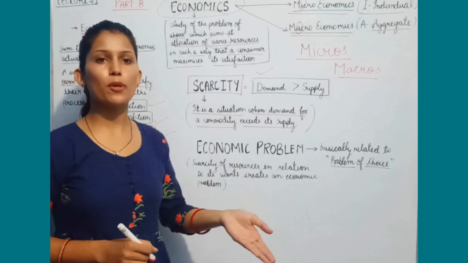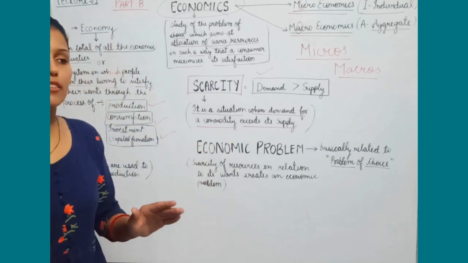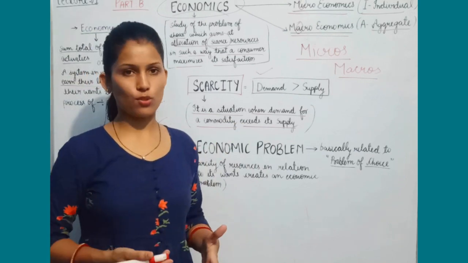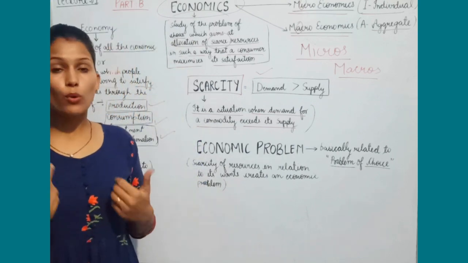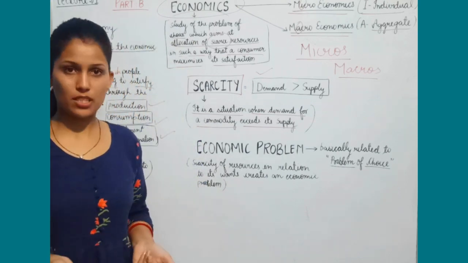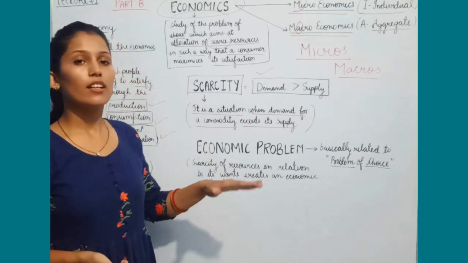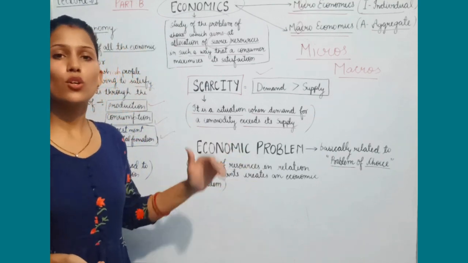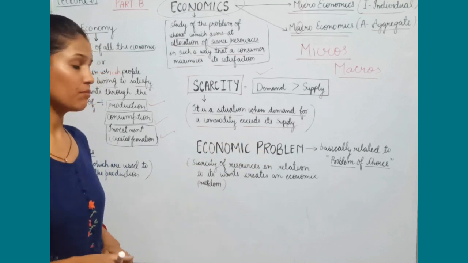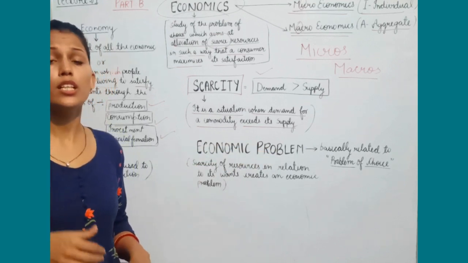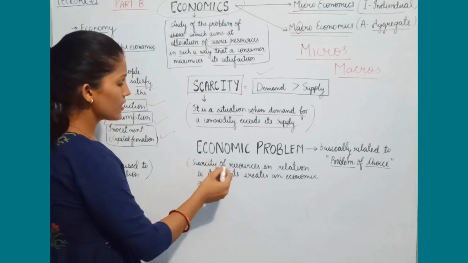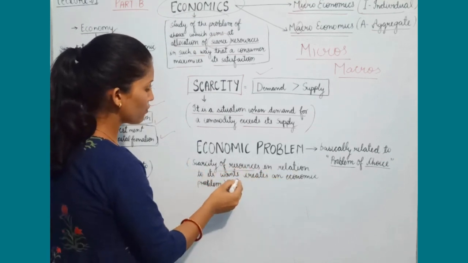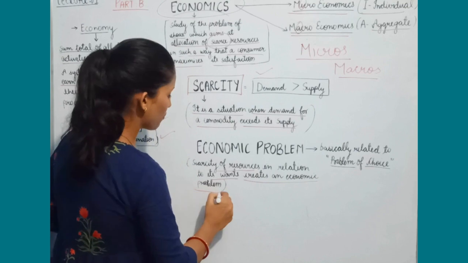Next we begin with the economic problem. Now what is an economic problem? As you know, we have very scarce, very limited resources, but our wants are unlimited. So then arises a situation called an economic problem. It is basically related to the problem of choice again. Scarcity of resources in relation to wants creates an economic problem.